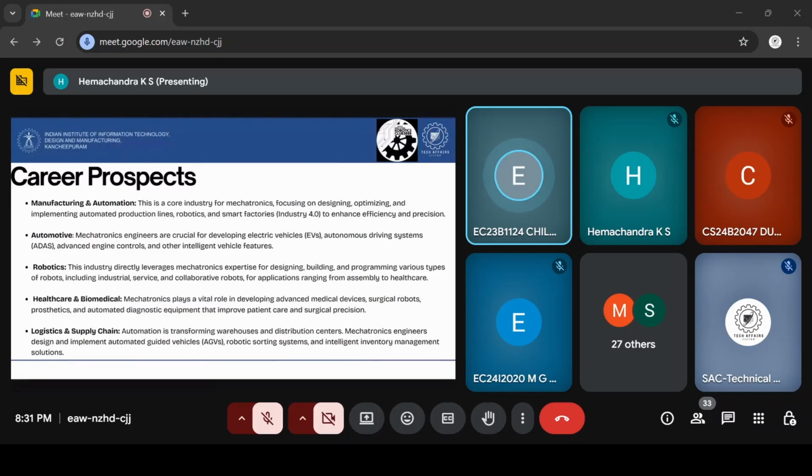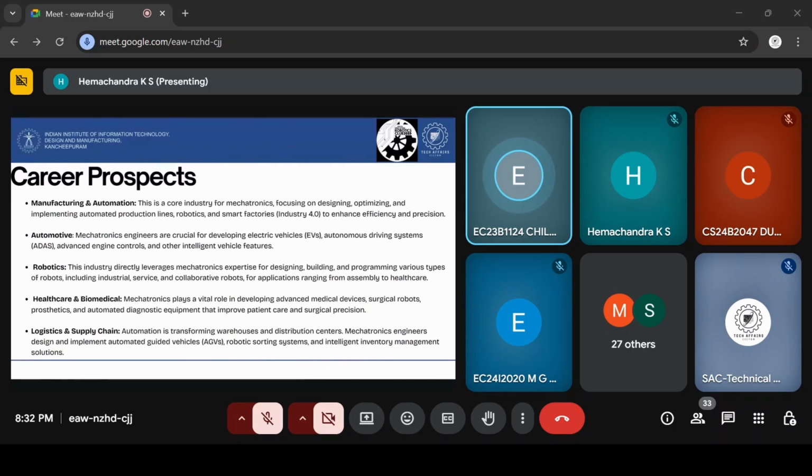Another rising industry for this sector is healthcare and biomedical. Mechatronics plays a vital role in developing advanced medical devices, surgical robots, prosthetics, and automated diagnostic equipment that improve patient care and surgical precision. And then logistics and supply chain.